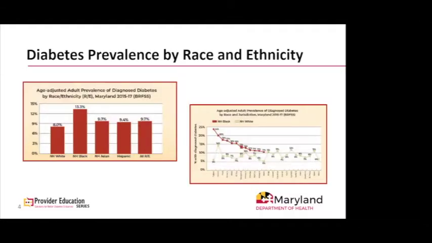As with the rest of the nation, diabetes in Maryland is not equally distributed by race and ethnicity. Data from the Behavioral Risk Factor Surveillance System, the BRFSS, shows higher prevalence among Blacks and other minority groups compared to whites. In some geographic areas of the state, as you can see on the right, the difference in the distribution of diabetes by race is quite stark. And in other counties in our state, we simply don't have enough reliable data to clearly understand the diabetes disparity by race and ethnicity.